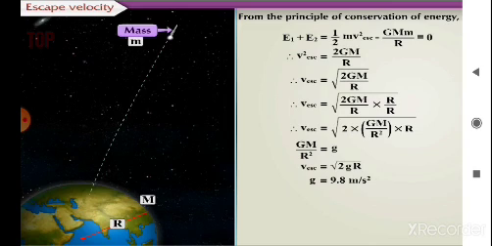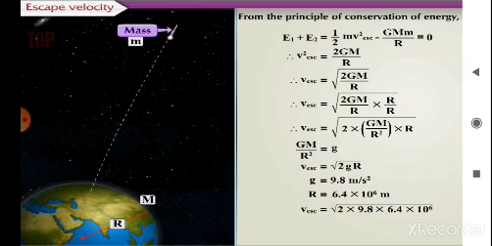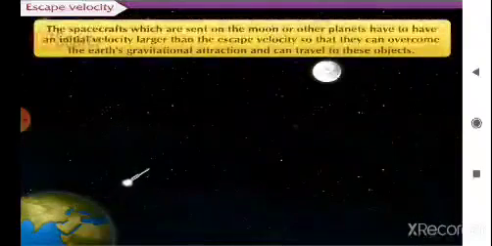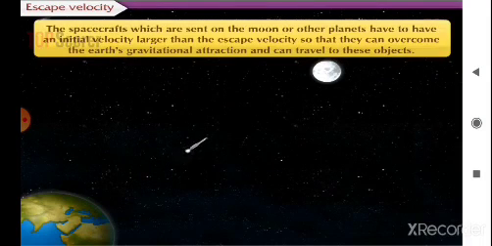Putting the values of g and r, g is equal to 9.8 meter per second square, r is equal to 6.4 into 10 raised to 6 meter. v esc is equal to under root of 2 into 9.8 into 6.4 into 10 raised to 6, which is equal to 11,200 meter per second. Escape velocity is equal to 11.2 kilometer per second. The spacecrafts which are sent to the moon or other planets have to have an initial velocity larger than escape velocity so that they can overcome the Earth's gravitational attraction and can travel to these objects.